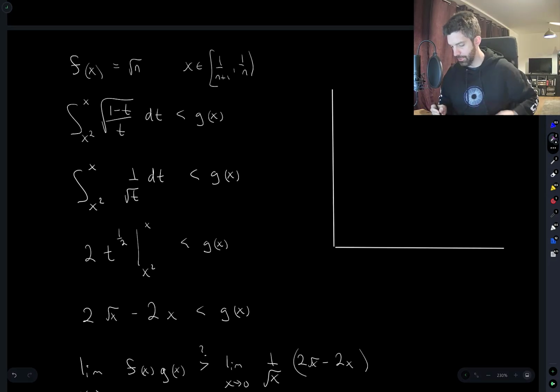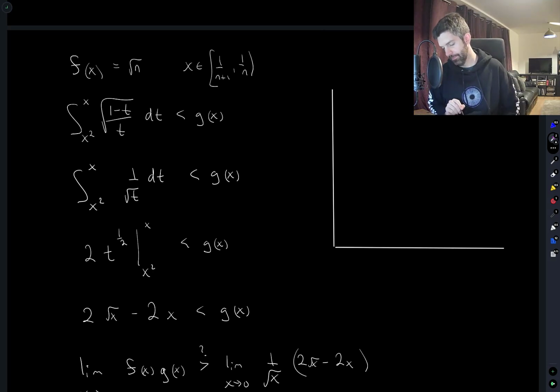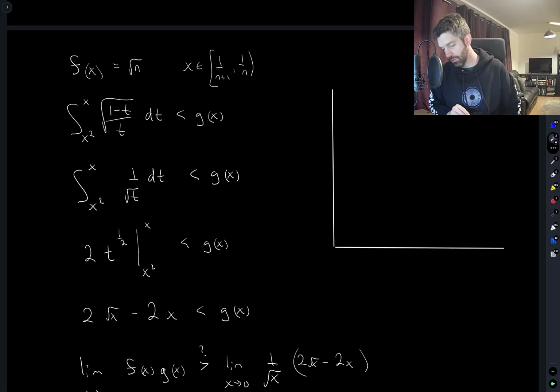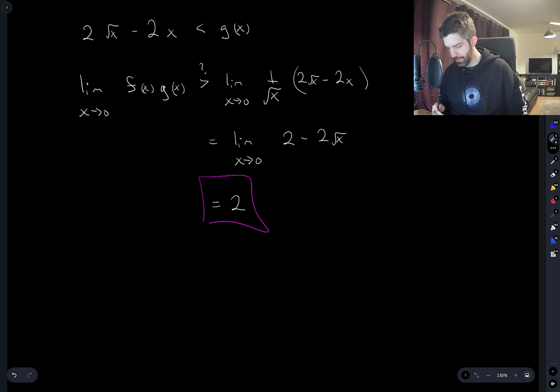If I wanted to do this more carefully, we're told that this inequality is true for all values of x. And so for sufficiently small values of x, if this is a strict inequality, I think you might be able to argue that you can drop that and maintain that it becomes a less than or equal to inequality. But you might have to do a lot of work to figure that out. But I think this is the answer too. I'm going to leave it at that.